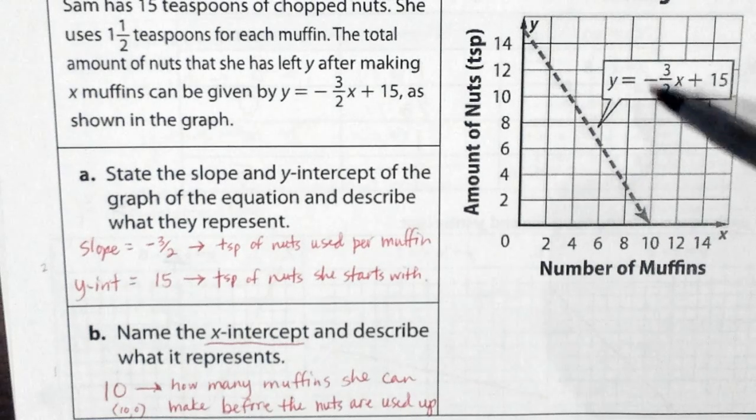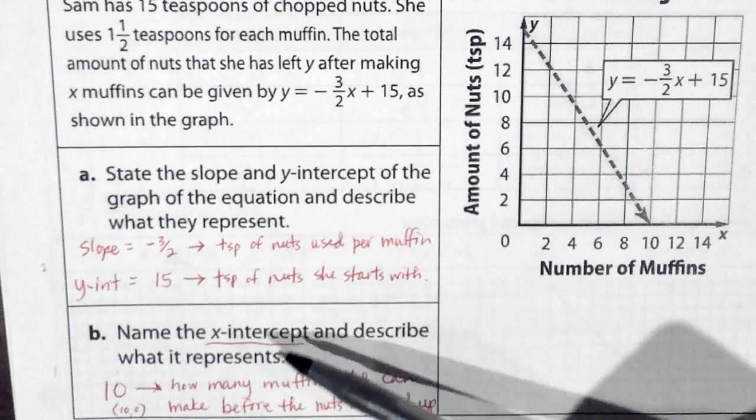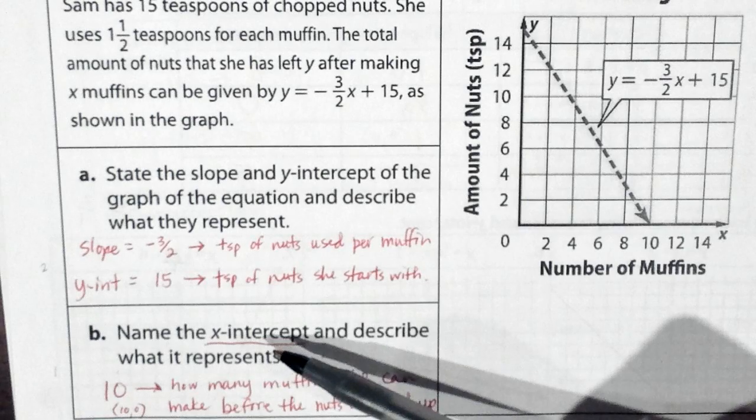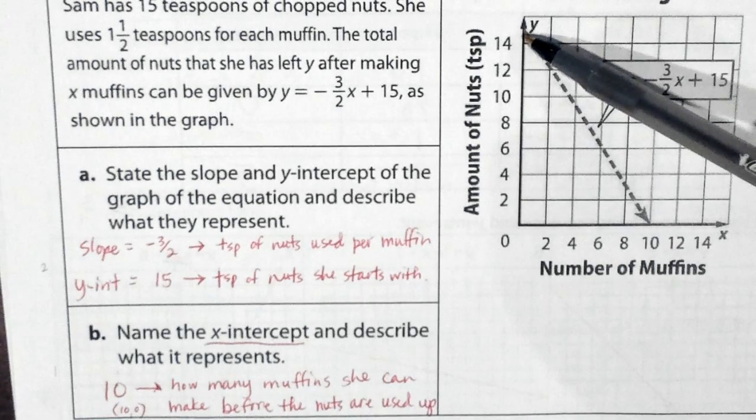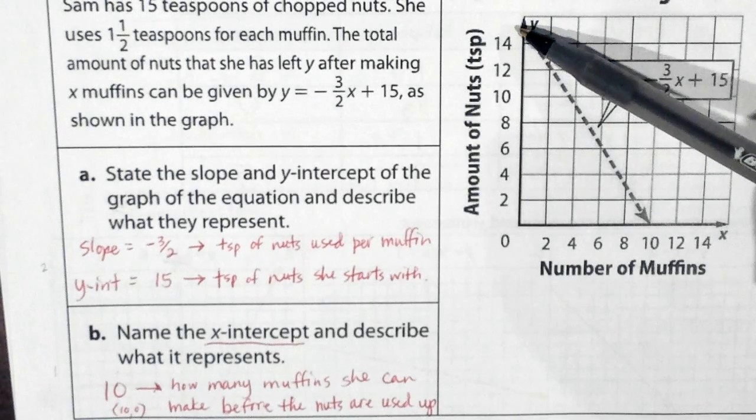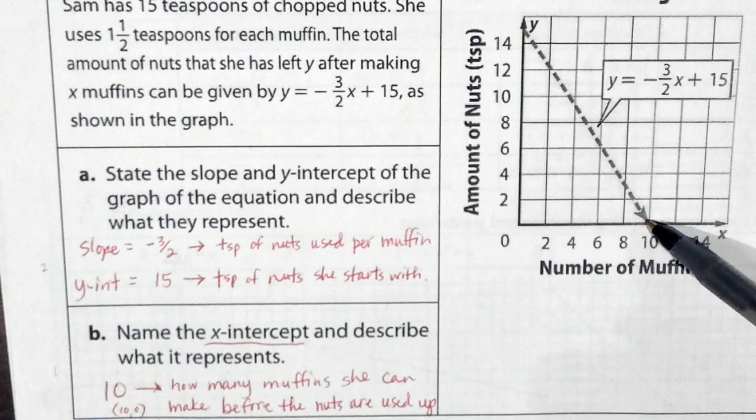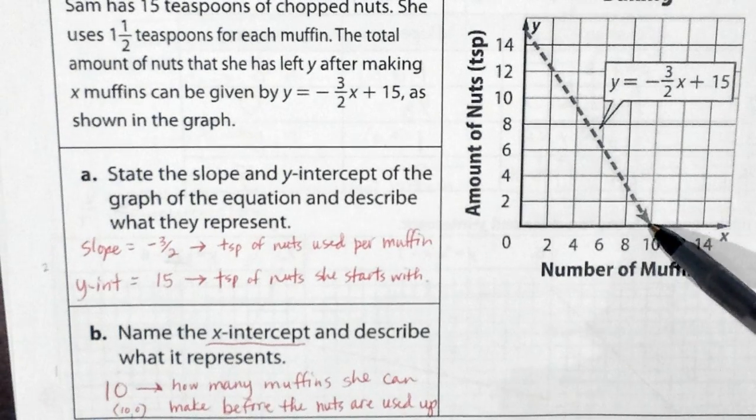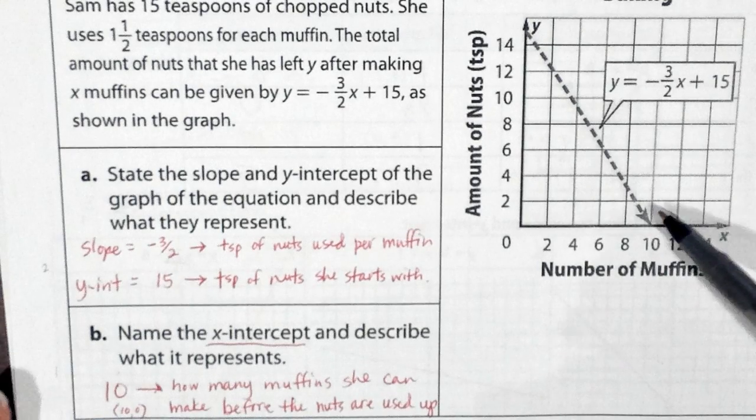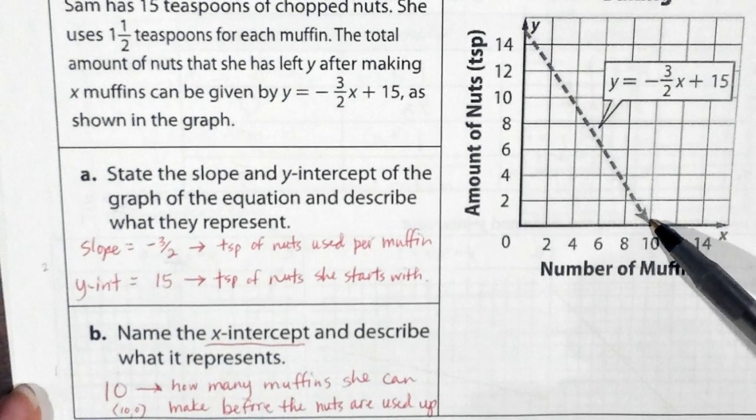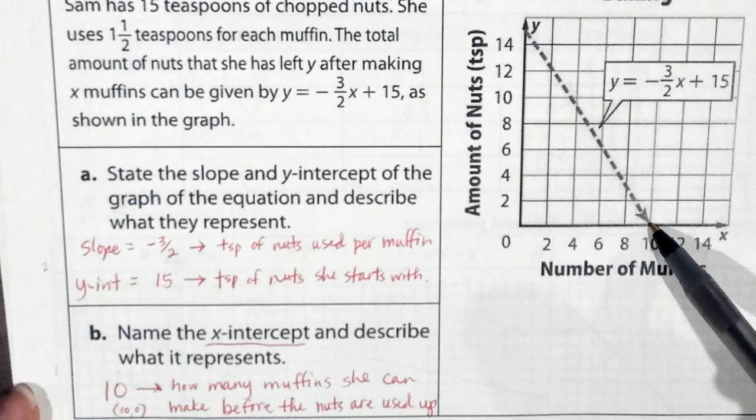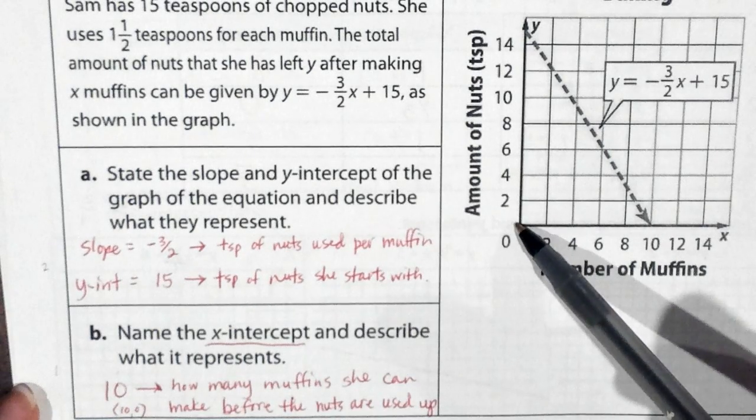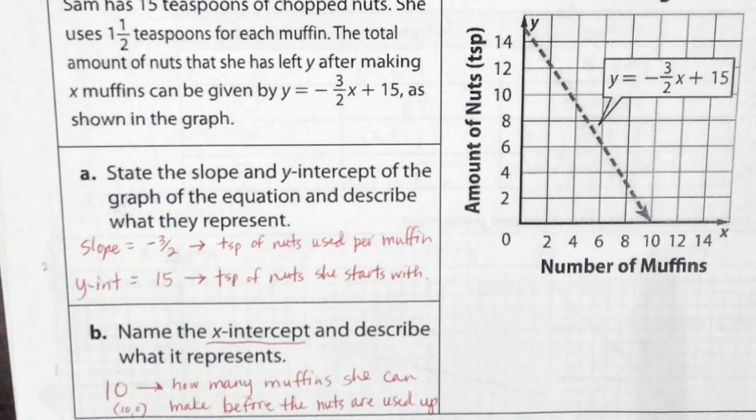that -3/2. So it says name the x-intercept. Make sure you weren't paying attention to the y-intercept here. That's normally the one we're talking about, but this time it was the x. So that's a 10. And describe what it means. Well, if this point is (10, 0), that means 10 muffins when there's 0 teaspoons of nuts. So that's how many muffins she can make before the nuts are used up.